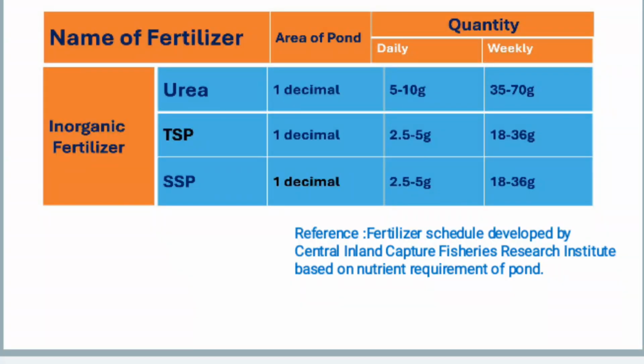Dose of inorganic fertilizer for low productivity. According to reference, we will use 5 to 10 grams of urea daily and 35 to 70 grams per week. And for TSP and SSP, we will use 2.5 to 5 grams daily and 18 to 36 grams weekly.